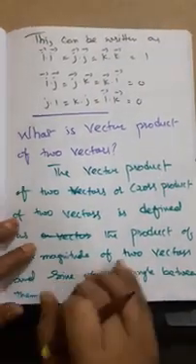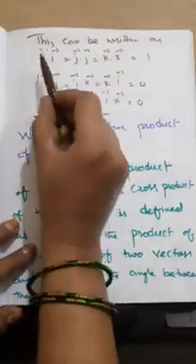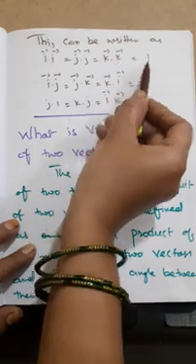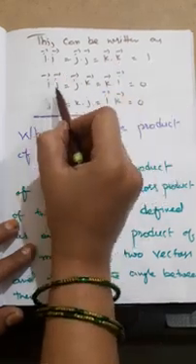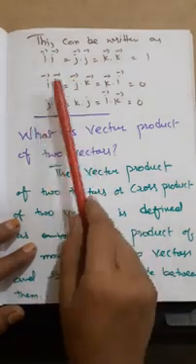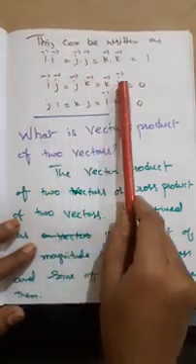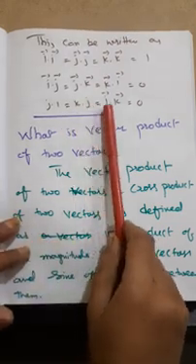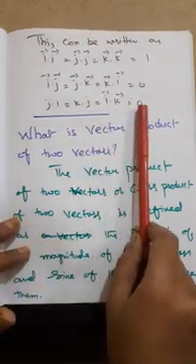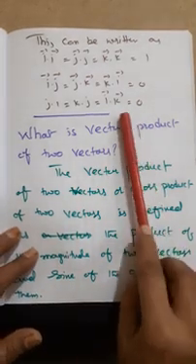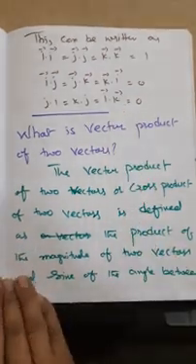Now this dot product can be written in the form of I dot I is equal to J dot J is equal to K dot K is equal to 1. And I dot J, J dot K, K dot I are equal to 0. J dot I, K dot J and I dot K are also equal to 0. Up to this point, this is the scalar product or dot product.